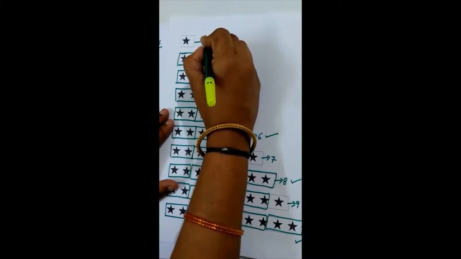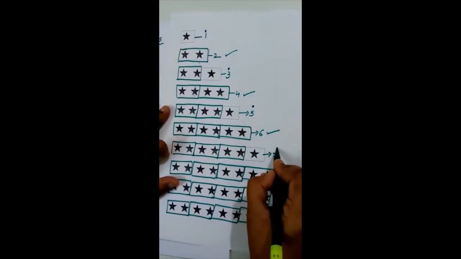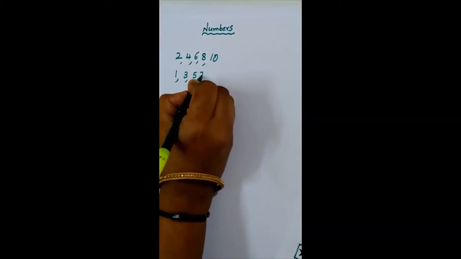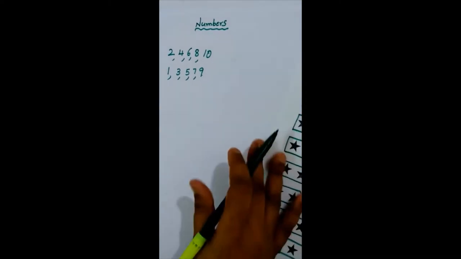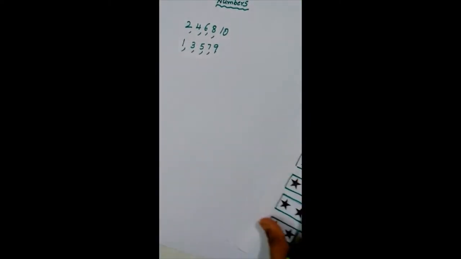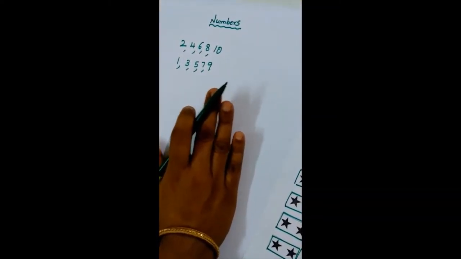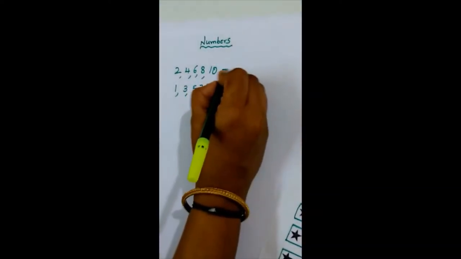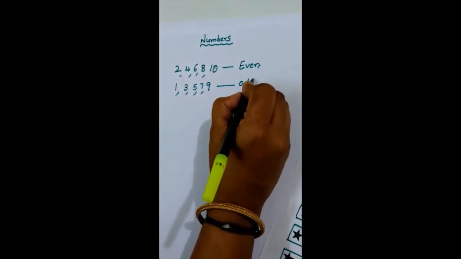Here 1. Here 3. Here 5. Here 7. Here 9. So what are the numbers, children? 1, 3, 5, 7, 9. Understand? Based on this pairing, some of the groups pair exactly and some do not pair exactly. So, based on this pairing, we can sort the numbers into two different categories. What are the two types? The ones that pair are even numbers and the ones that do not pair are odd numbers.